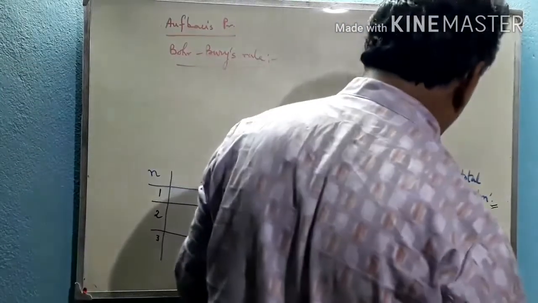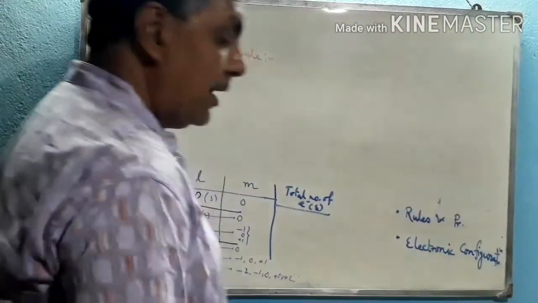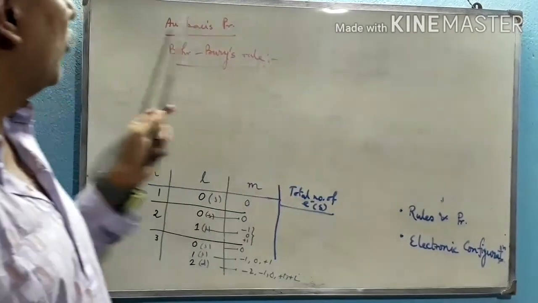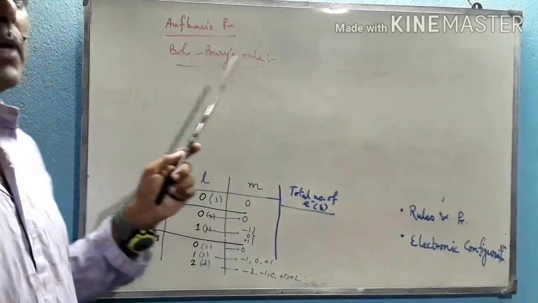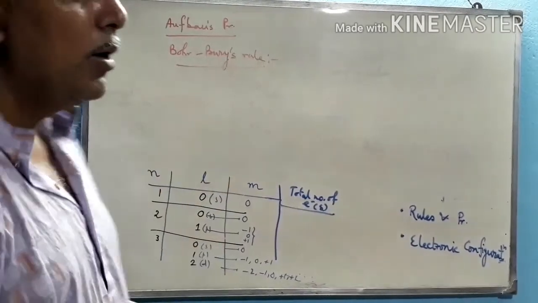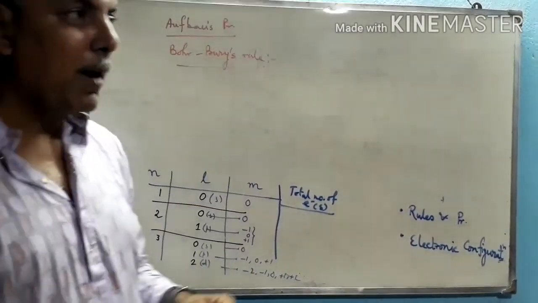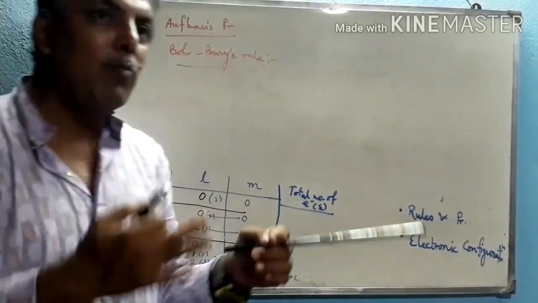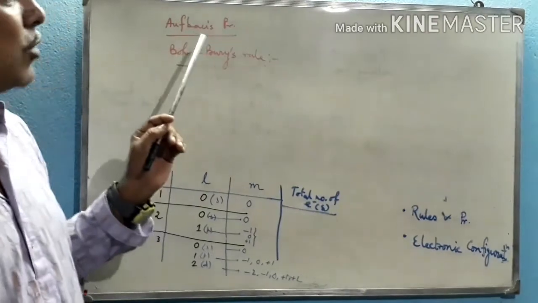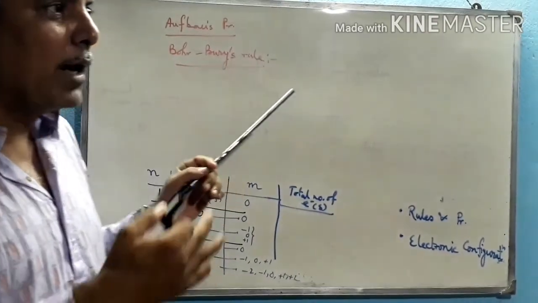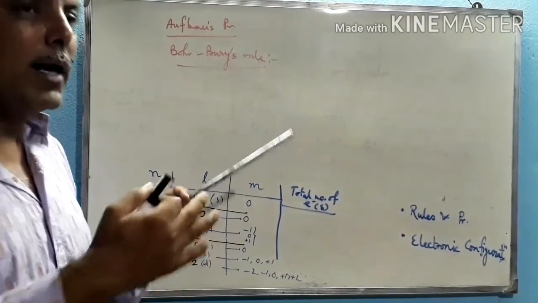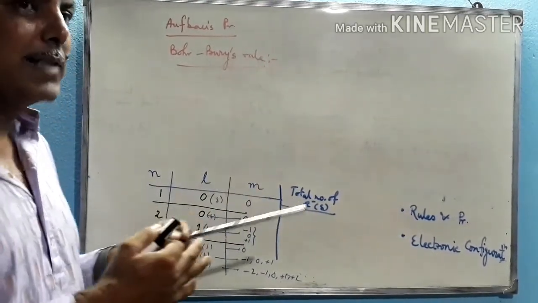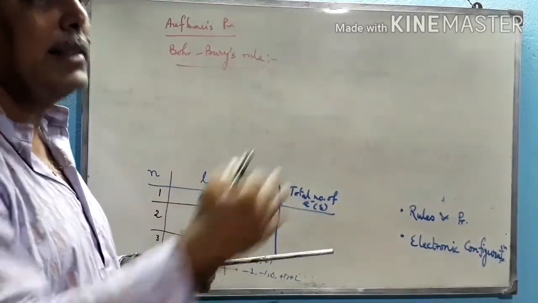Now we are discussing the rules and principles that explain the electronic configuration in a particular atom. First, the Aufbau principle. Aufbau is not a German scientist, but a German term meaning from lower to higher energy. When electrons fill the orbitals of a particular atom, the lower energy orbital is filled first and then the higher energy. So the Aufbau principle states that electrons fill the lower energy at first and then the higher energy.